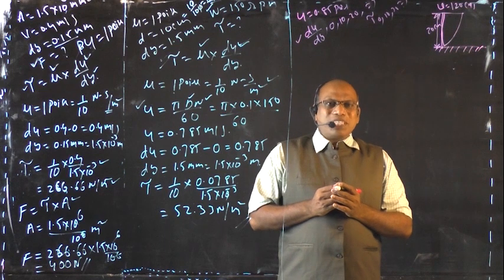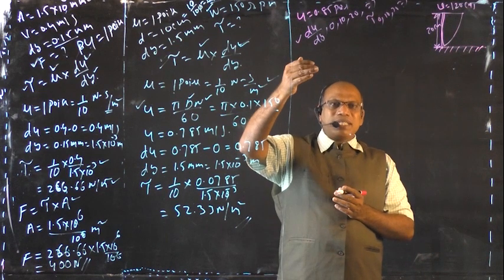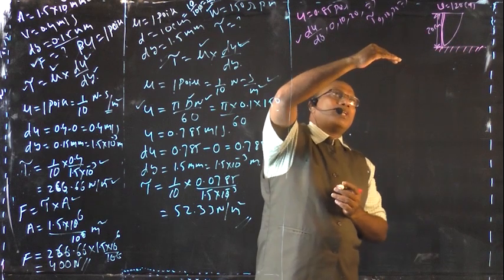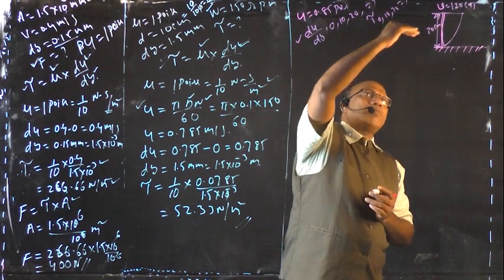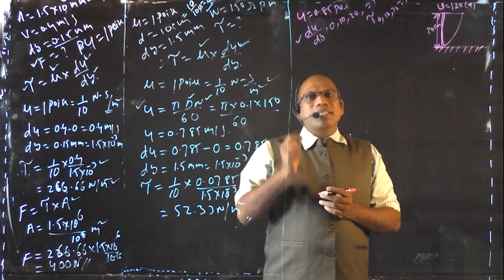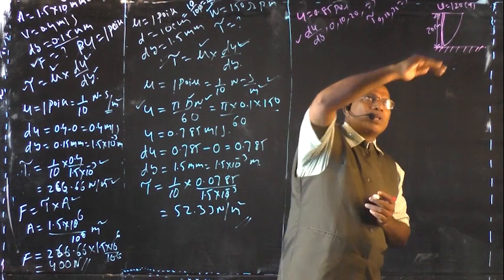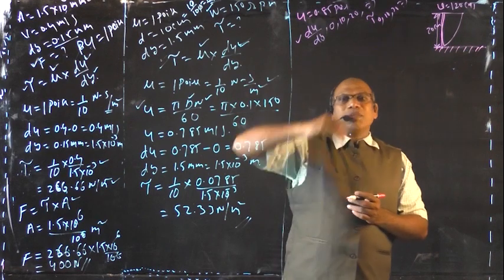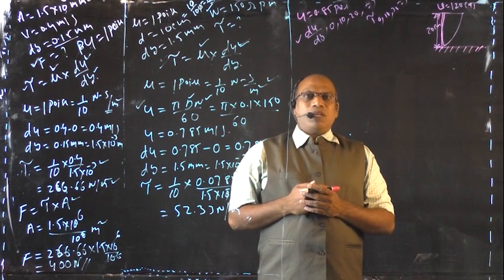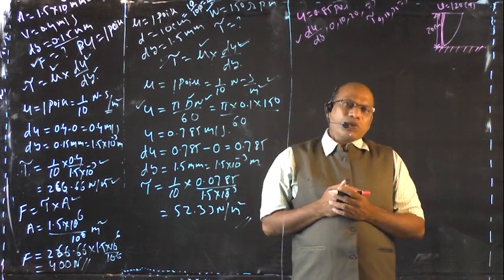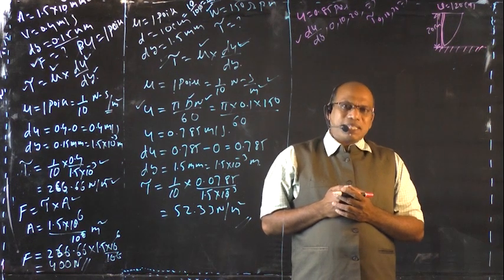Now we are going to determine the velocity gradient over the boundary, 10 centimeters from the boundary, and 20 centimeters from the boundary. And also we are going to determine the shear stress over the boundary, 10 centimeters from the boundary, and also 20 centimeters from the boundary. For the determination of velocity gradient, first we should calculate the velocity.